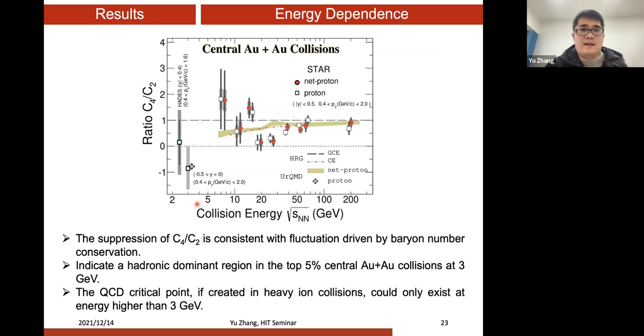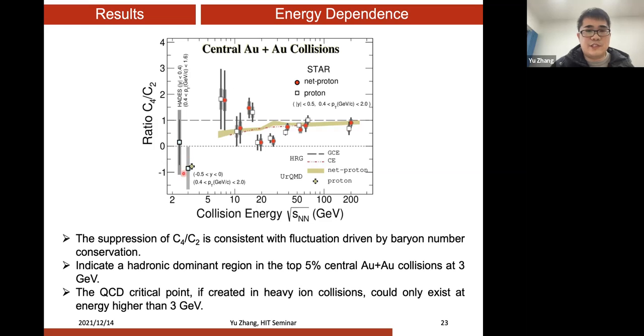Then this is my last plot, the energy dependence results. Here I show, as in the previous slide, the BES-I measurement for the net-proton cumulant and the proton cumulant. The energy is from 7.7 up to 200 GeV, and the results are only for the most central 5% centrality. The acceptance is rapidity minus 0.5 to plus 0.5, and the pT window is the same as ours.